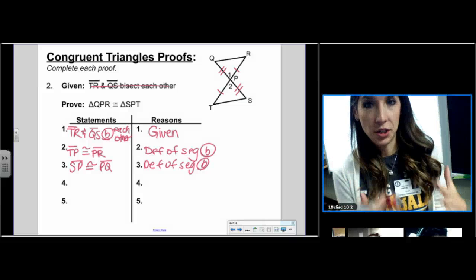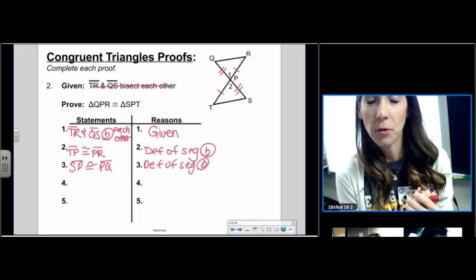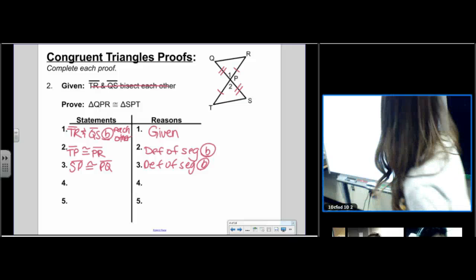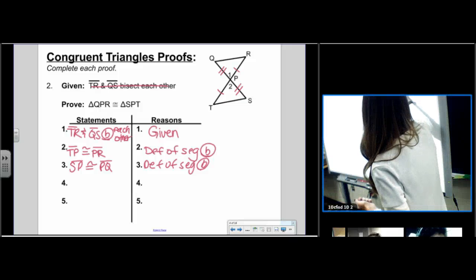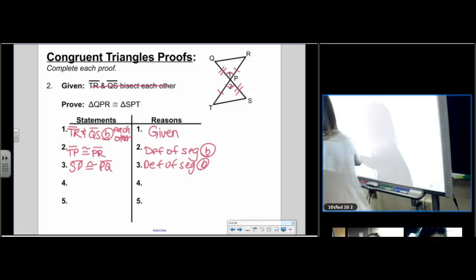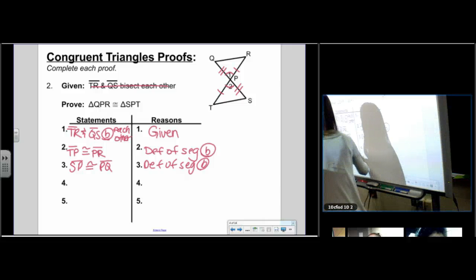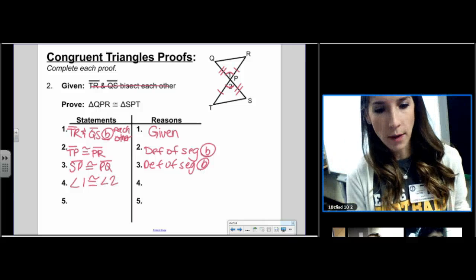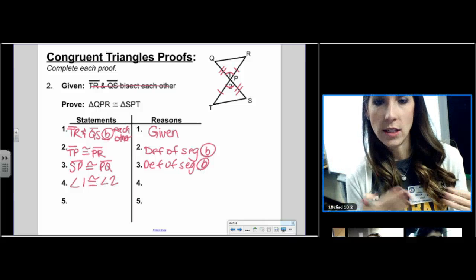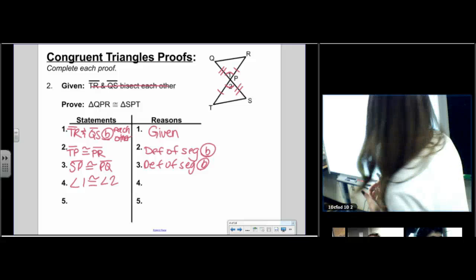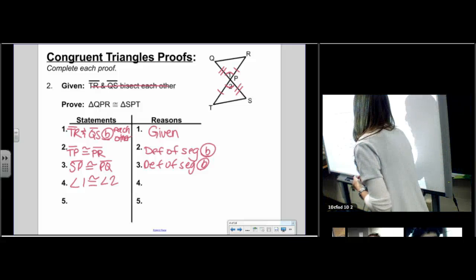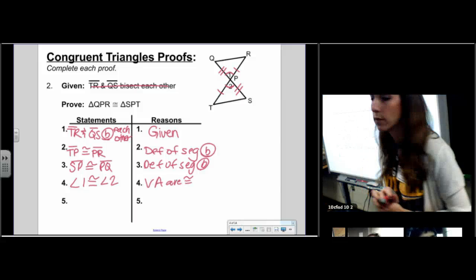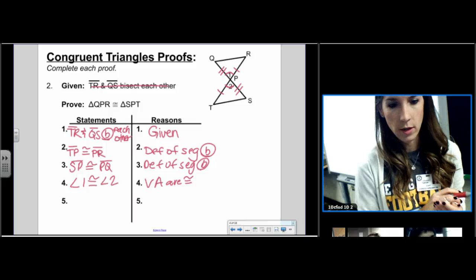Then you say to yourself, if I were trying to see if these triangles were congruent, what would I do next? I would add vertical angle markings. When you add something to your picture, you have to document it. You have to write it down. Angle 1 is congruent to angle 2. Why? Vertical angles are congruent.